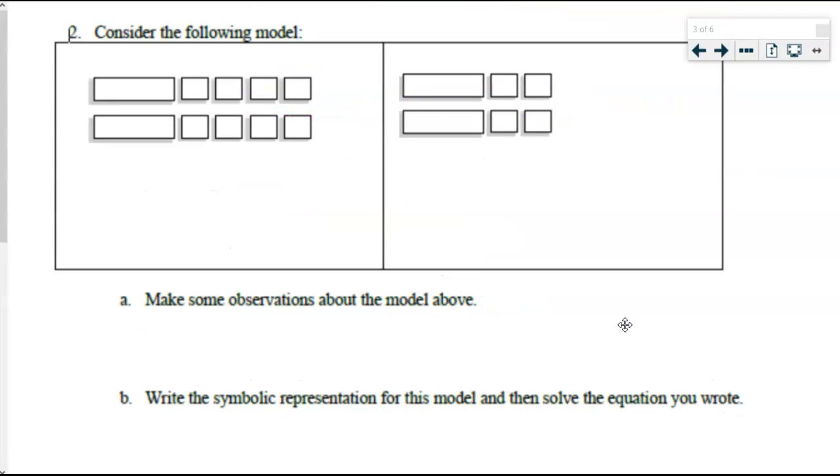I left you with this problem. I wanted you to get a head start. Those who completed it have already discussed it in class, and now we're going to discuss it here on the video. What do you notice about this model? What are some things that you observe about this model?